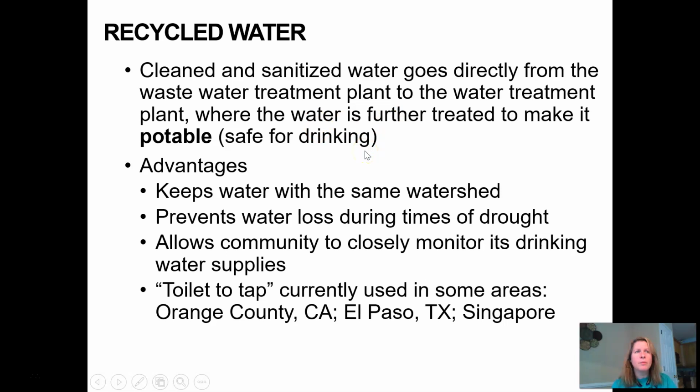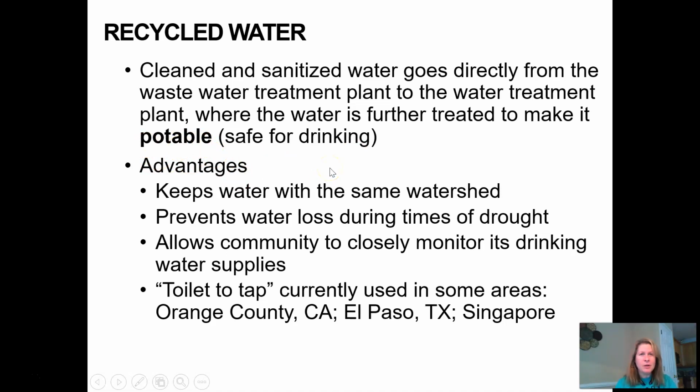Recycled water is becoming popular in some arid areas where they're having issues getting drinking water for people, too dry to get the drinking water. Some people call it toilet to tap. So you take the cleaned up wastewater and you put it directly into a water treatment facility to clean it up so that we can turn around and use it for drinking water. In that case, we're making it safe for drinking. We call that potable water if it's safe for drinking.